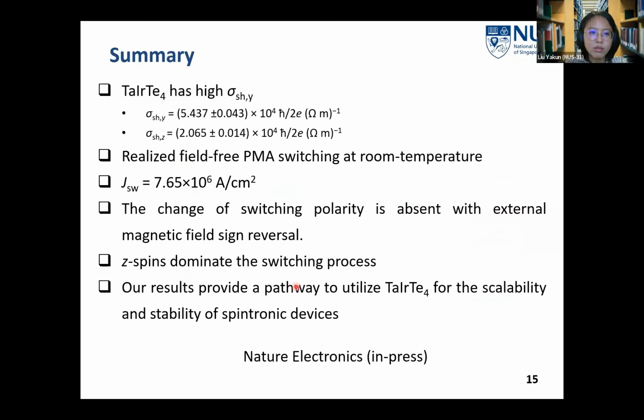So here I will give a short summary. In this work we explored TaIrTe4, which has a very high spin Hall conductivity, around one order larger than WTe2. Based on this material, we realized field-free PMA switching at room temperature with a critical current density on the order of 10^6 ampere per centimeter square.